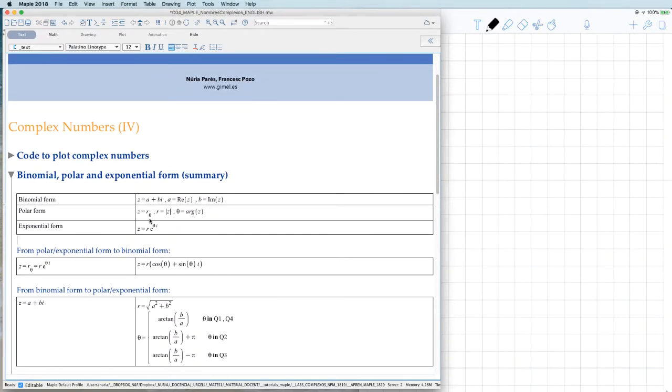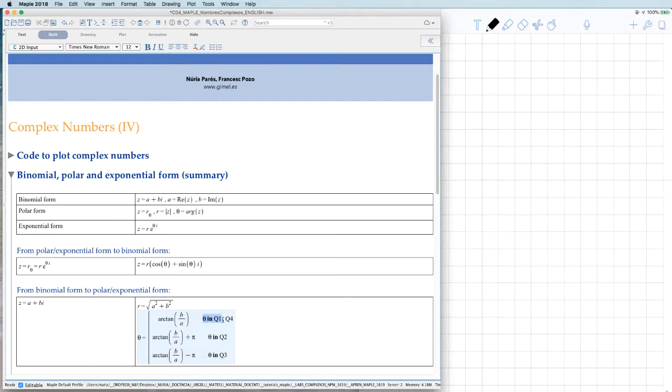So how do we move from one to the other? From polar or exponential to binomial, we have this formula which tells us that if we know the modulus r and the argument theta, then the number is r cosine of theta plus r sine of theta i. If we want to move from binomial to polar or exponential, so we know the real and imaginary part, and we want to know the modulus and argument, the modulus is going to be computed using this formula, using the Pythagoras theorem, and the argument is going to be computed using the arctangent of the imaginary part divided by the real part.